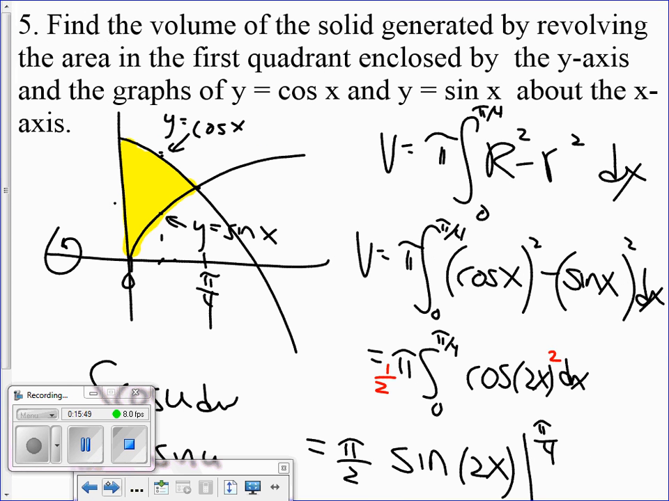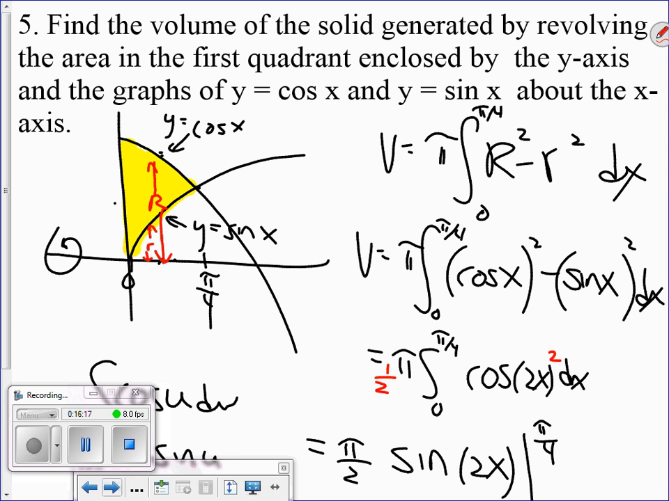And the last one was the area enclosed by sine and cosine curves in the first quadrant. So big R, we're going about the x-axis, the distance from the axis of rotation to the outside function. That was just y on this graph, which is cosine x. Little r, the distance from the axis of rotation to the inside of your shaded region, is just y on this graph, which is sine x.